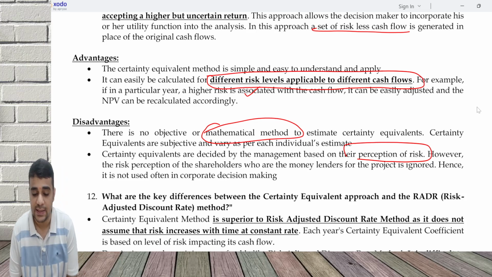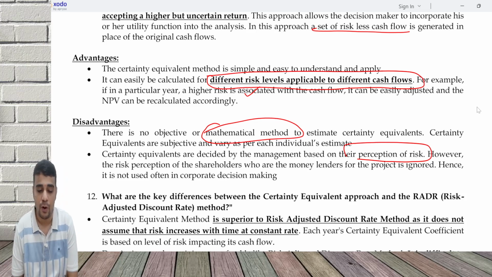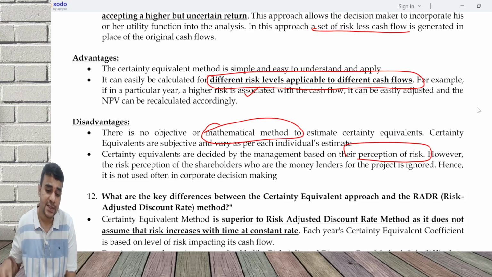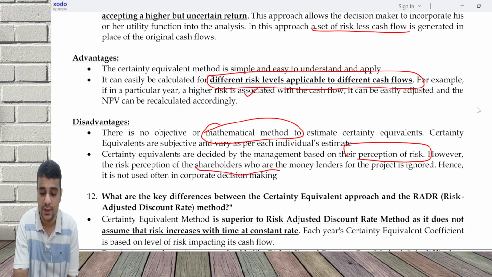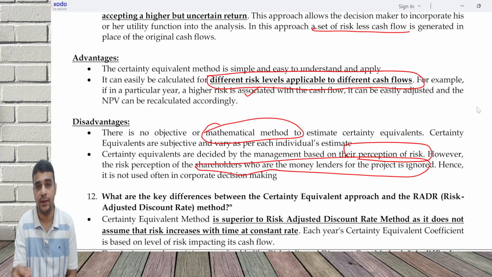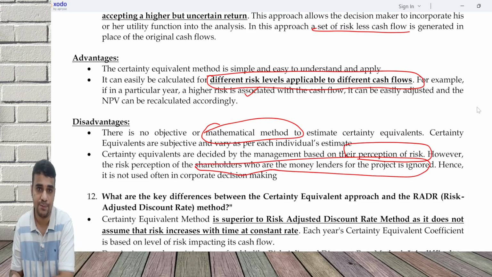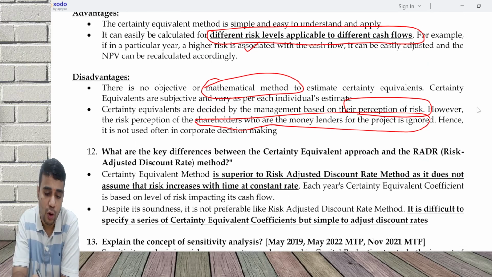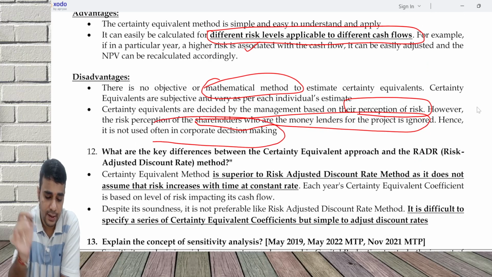Certainty equivalents are decided based on the perception of the risk. That is what management feels. Whatever the risk perception of the shareholders is, you are ignoring it. Whatever management believes is the risk perception of the project is considered in the analysis. But a shareholder may have risk not only because of the project. If you are borrowing extensively, that also has an impact. Hence, this is not often used in corporate decision making.